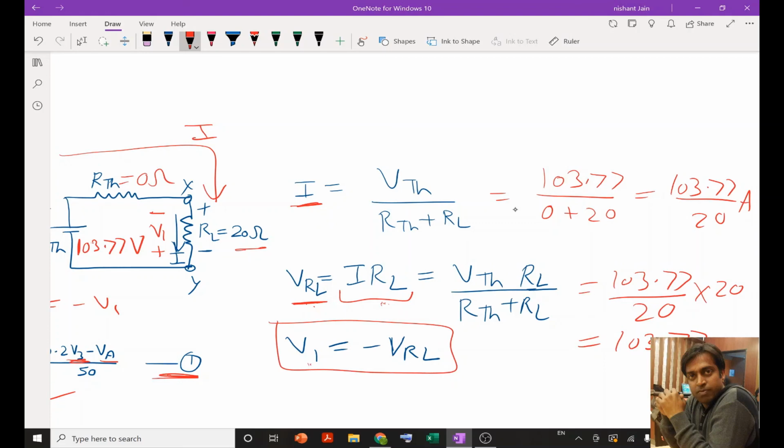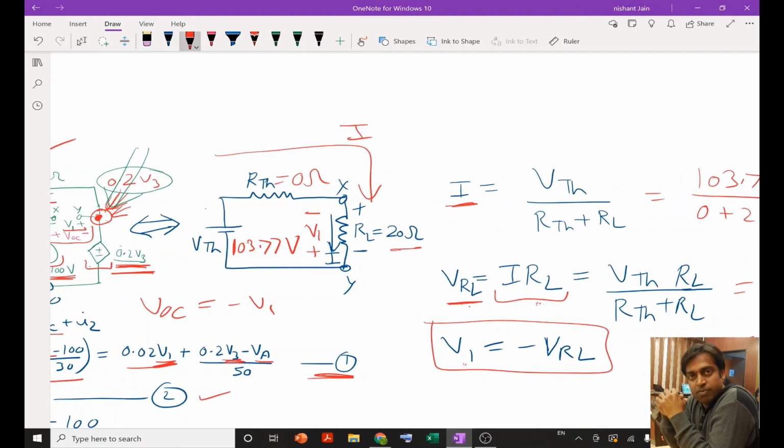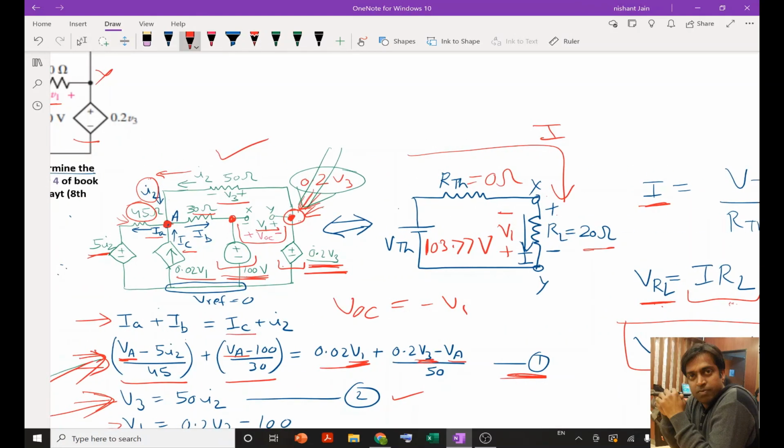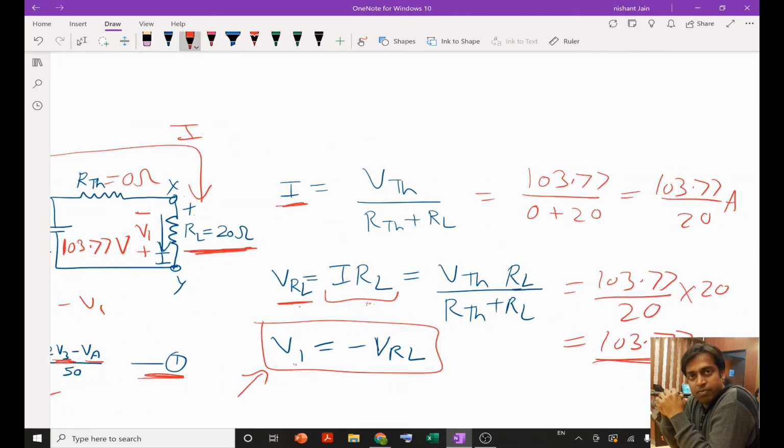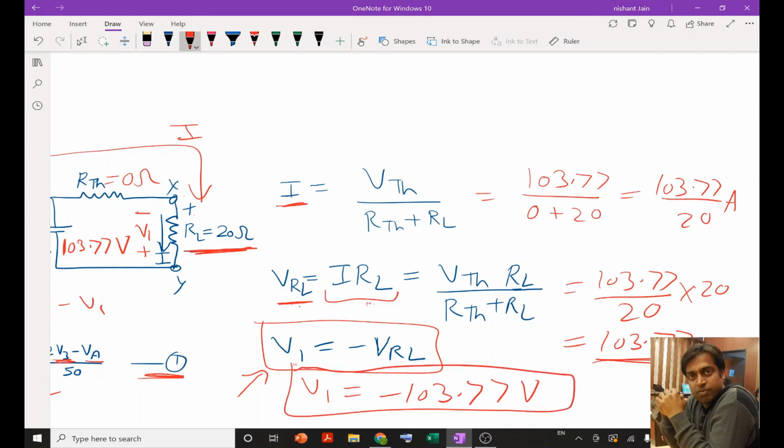And my V1 will be minus of VRL. Why minus? Because if we see this terminal, plus is at the X terminal and minus is at the Y terminal. But in this particular diagram, you can see that at X minus is there and at Y plus is there. So it means that our V1 is opposite to the potential of VRL. That is the reason I put V1 equal to minus VRL, and since VRL obtained is 103.77, my V1 will be equal to minus 103.77 volt, and this is my answer for V1.